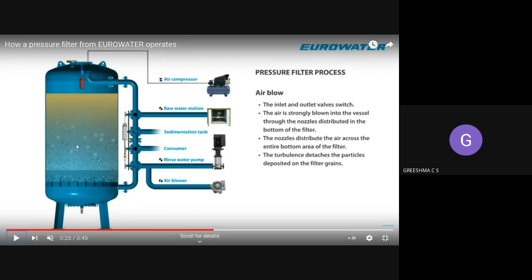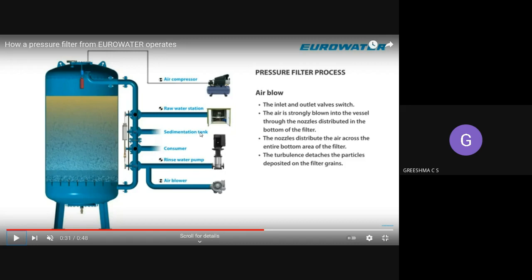The air will really agitate the filter bed. Then the contaminants inside will start rising upwards along with the water. So you can see all the sediments will be collected in the sedimentation tank.